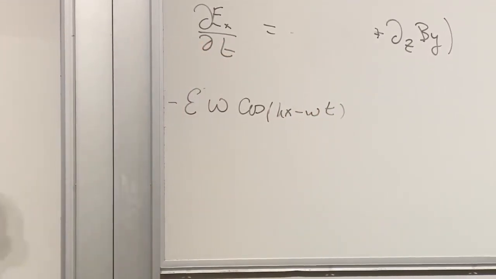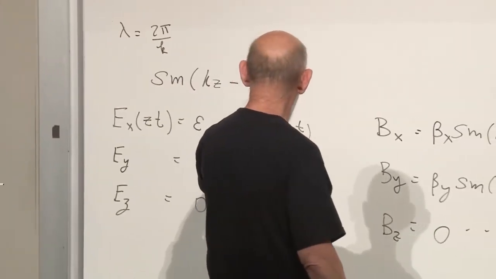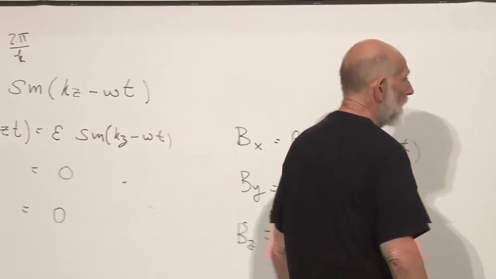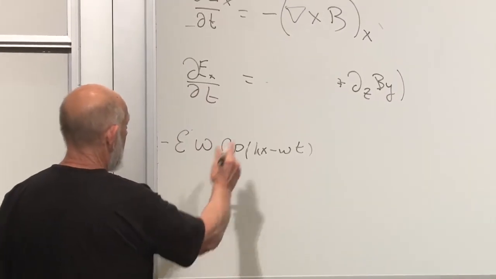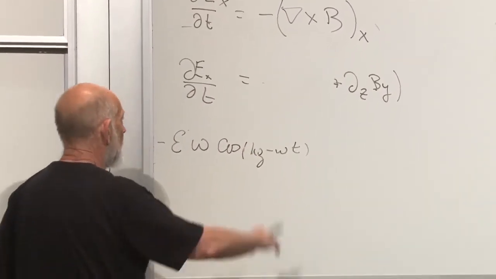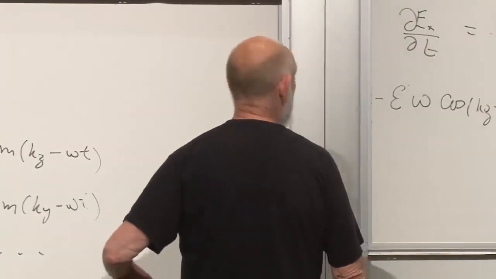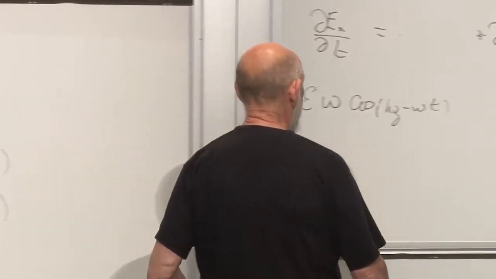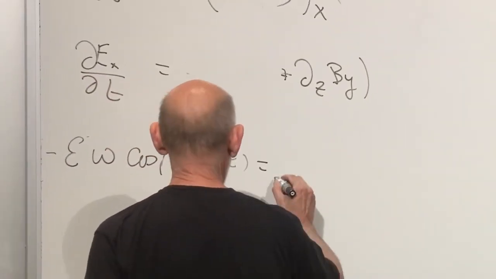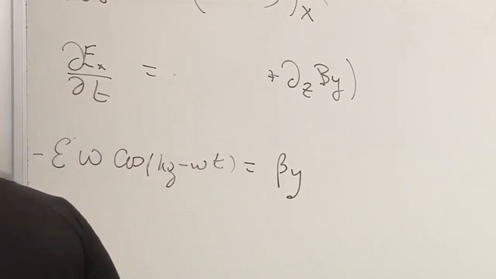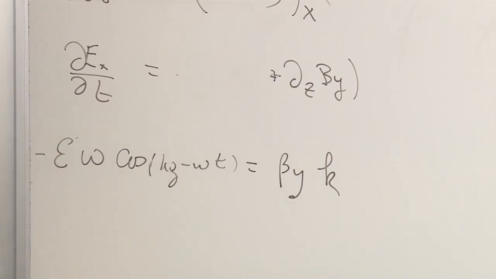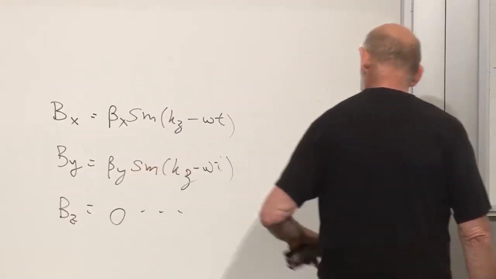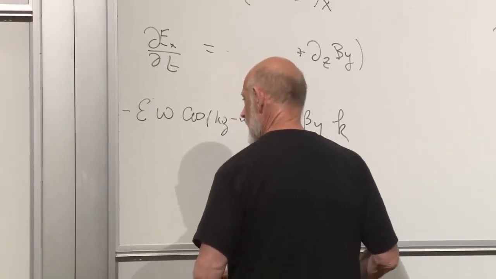Everybody follow what I did? I just differentiated this with respect to time. The time derivative gave me a minus omega, and that's what we have on the left-hand side. Right, thank you, kz. Now we're going to differentiate By. Here it is. And that's going to equal beta y times k. We're differentiating with respect to kz. Times k times, again, cosine.